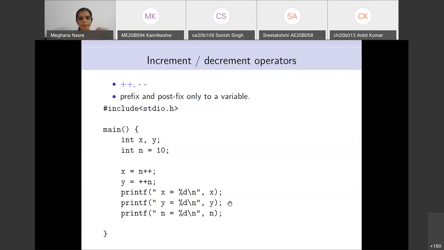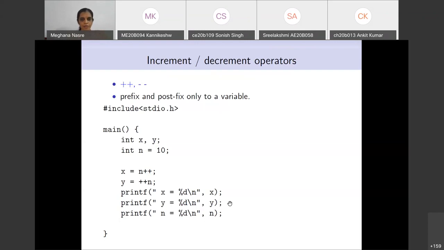When you are using it in the prefix form, it's like what has been done in this line, y is equal to plus plus n in this code. It means that first plus plus n is going to be evaluated, the value of n is going to change, and then that is going to be assigned to y. On the other hand, when you are saying x is equal to n plus plus, it says that the value of n is going to be assigned to x first, and then plus plus is going to be done. So the value of x is going to be exactly what was the initialization of n in this program.